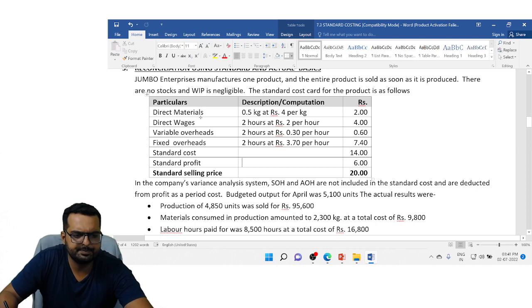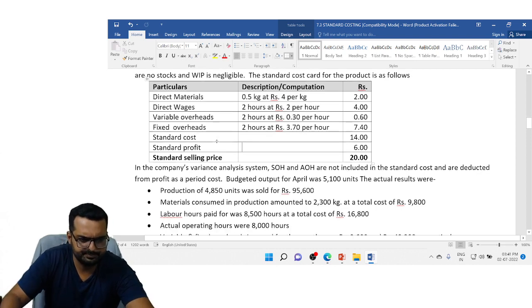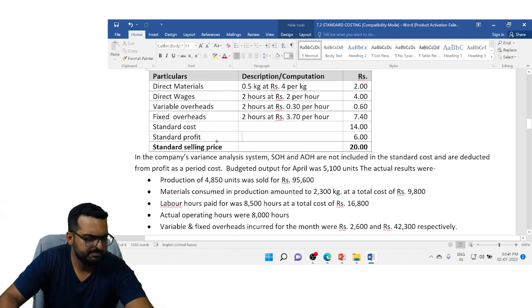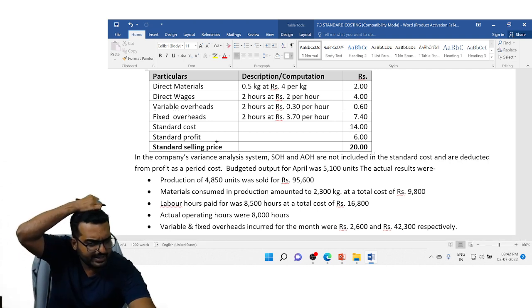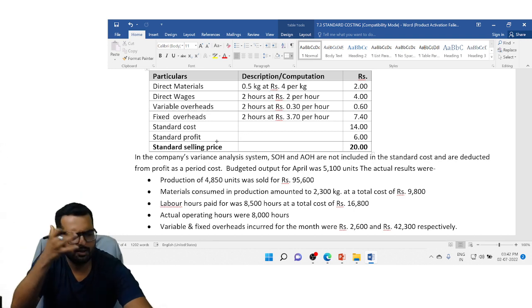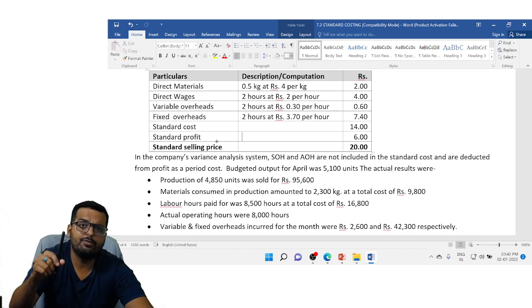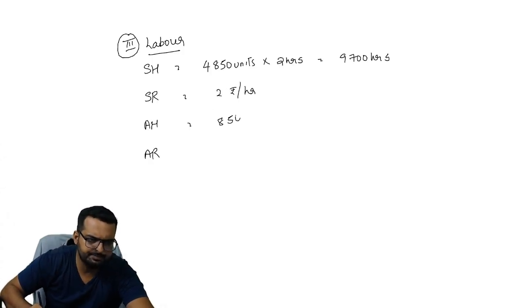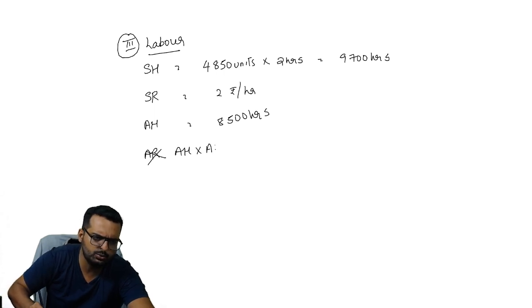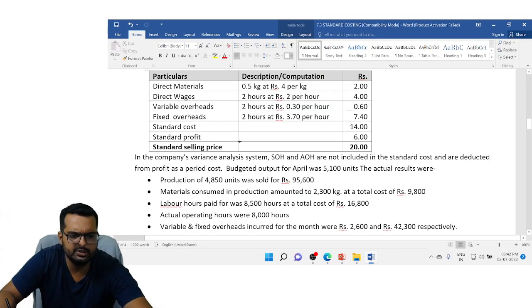AH is how much? Actual hours. Is it 8500 or 8000 AH? It is 8500. Balance 500 is idle time. Are you clear with that part? 8500 hours. This will find out AH into AR. Tell me, how much is AH into AR?